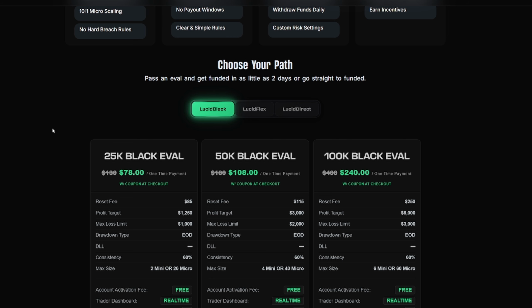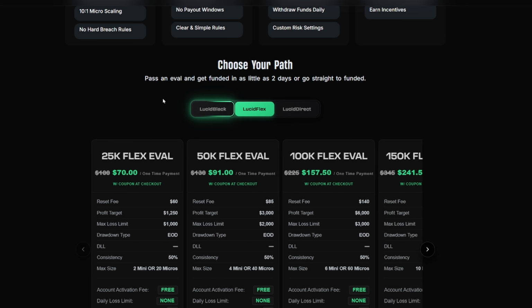In my personal opinion, I believe both accounts are good. And if you guys have joined me during the live stream, you guys know I currently have 5 50K Flex accounts.